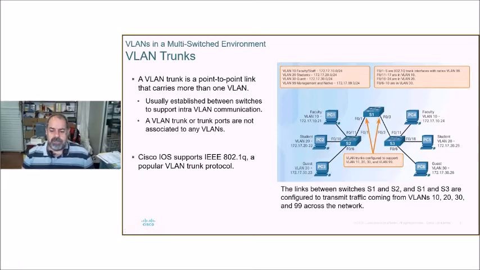And so the links between switches 1 and 2 and 1 and 3 are configured to transmit traffic coming from VLANs 10, 20, 30, and 99 across the network. If they're the VLANs that are being created, they're the VLANs that will actually go over these trunk links. If you didn't have trunk links, you'd actually have to have a link between each switch for every VLAN, and that's not very efficient for switch ports.